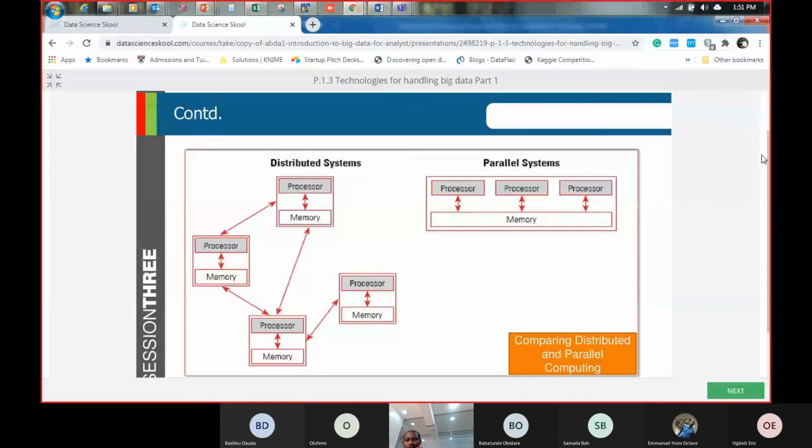The other one is what is called parallel computing. The concept of parallel computing is just simple, and that is when you have multiple processors that are connected to one memory. So how can I explain that? Multiple processors connected to just one single memory.